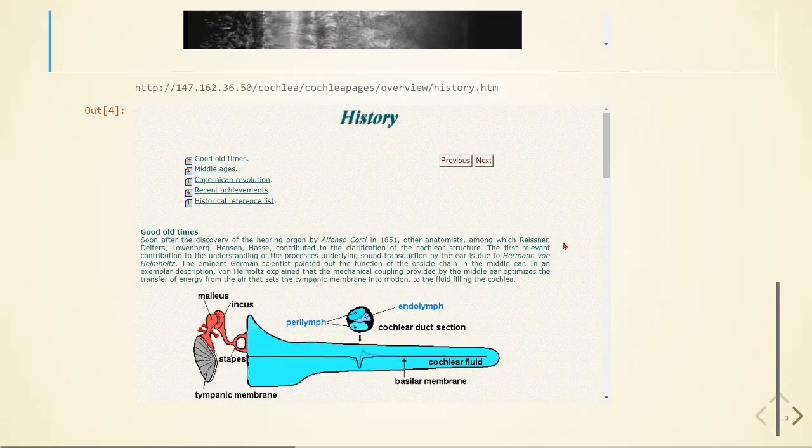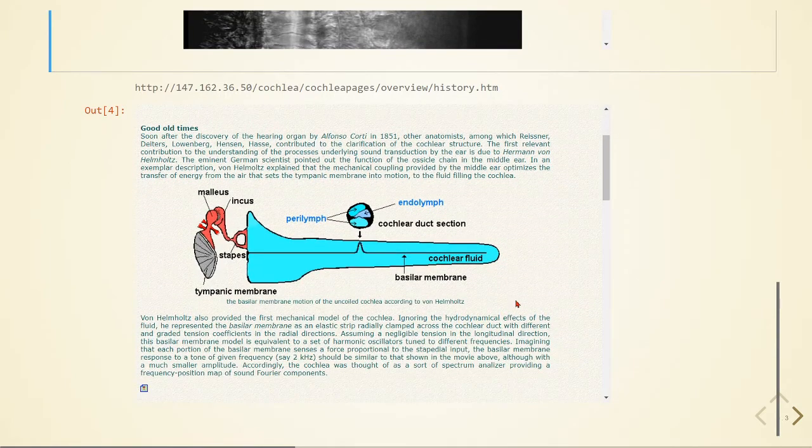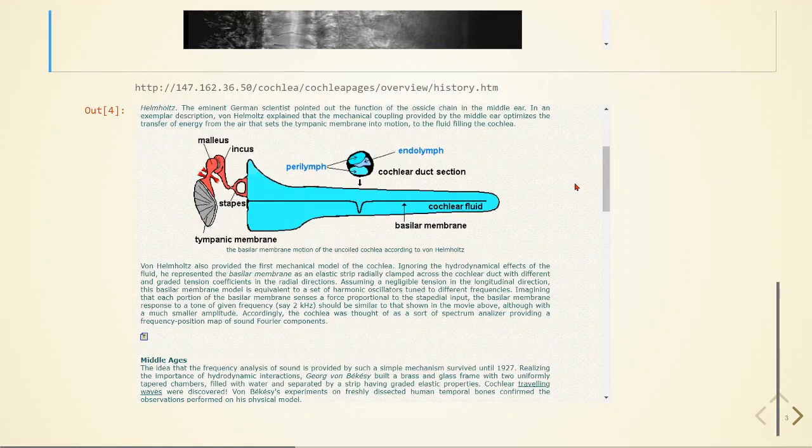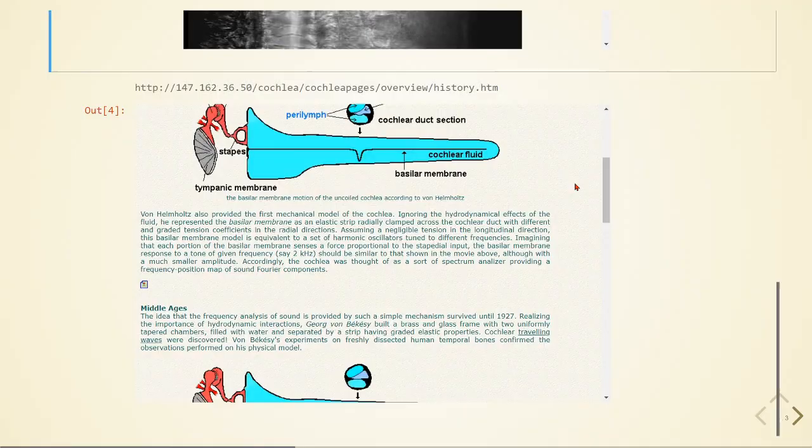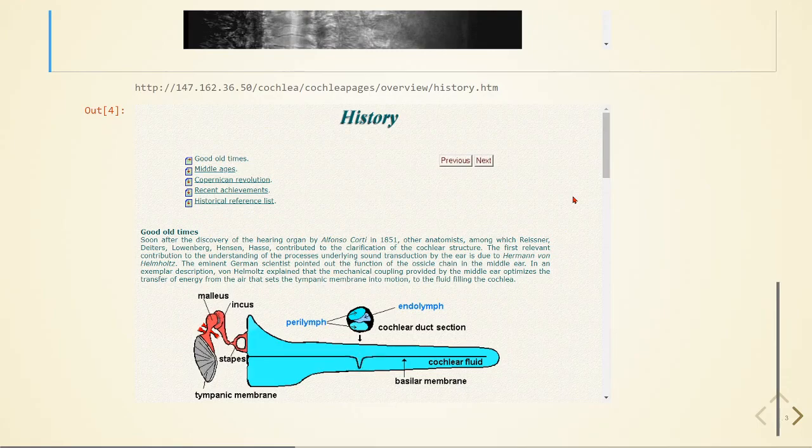Another interesting website is this one here. We see here the basilar membrane if we unfold it, the uncoiled cochlea, and we've seen here that von Helmholtz explained the mechanical coupling provided by the middle ear that optimizes the transfer of energy from the air to the fluid filling the cochlea. So it's also an interesting read.